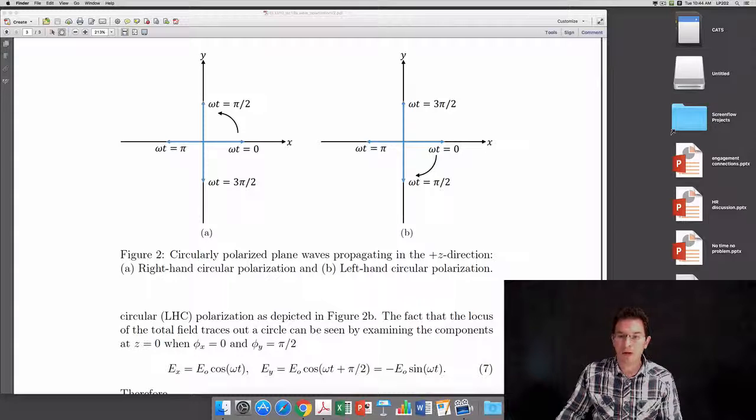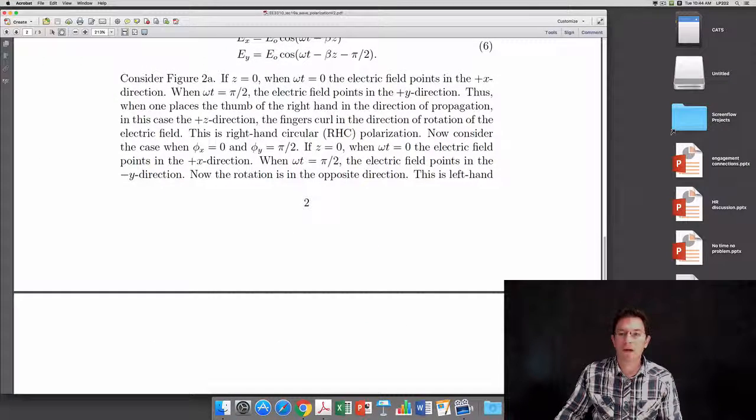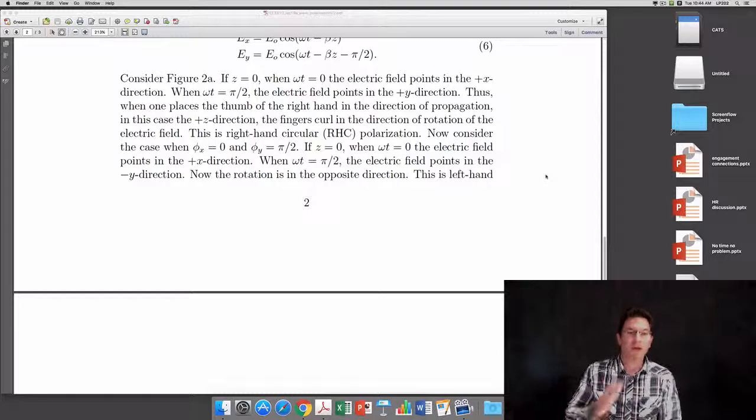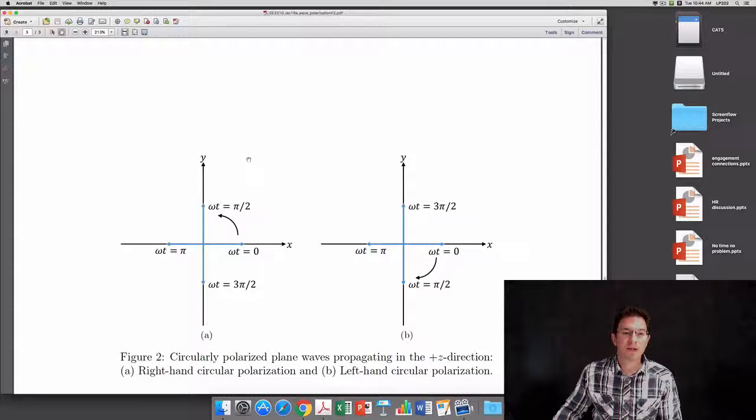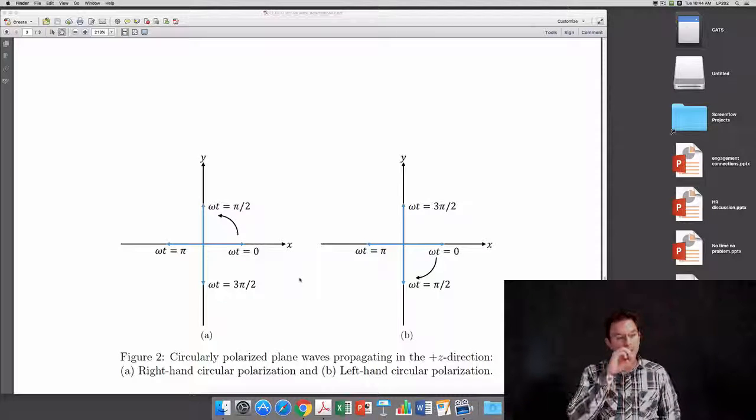Let's go back up to our expressions here for a moment. Excuse me, that's an example of right-handed circular polarization. Why? This is an example of right-handed circular polarization because if you put your thumb in the direction of propagation, which is the plus z direction, your fingers will curl around in the direction that the electric field is moving over time, in this case the counterclockwise direction. So this is right-handed circular polarization.